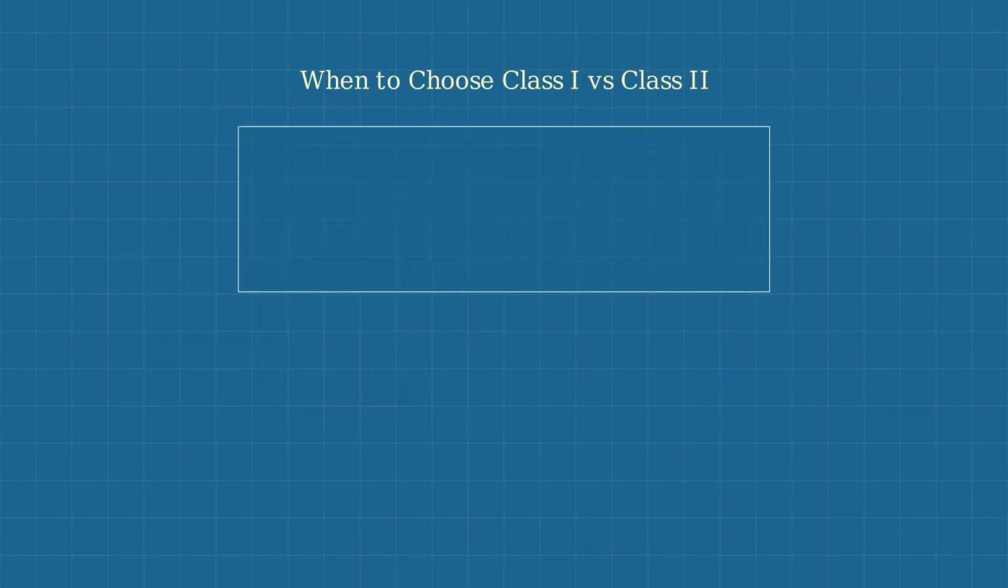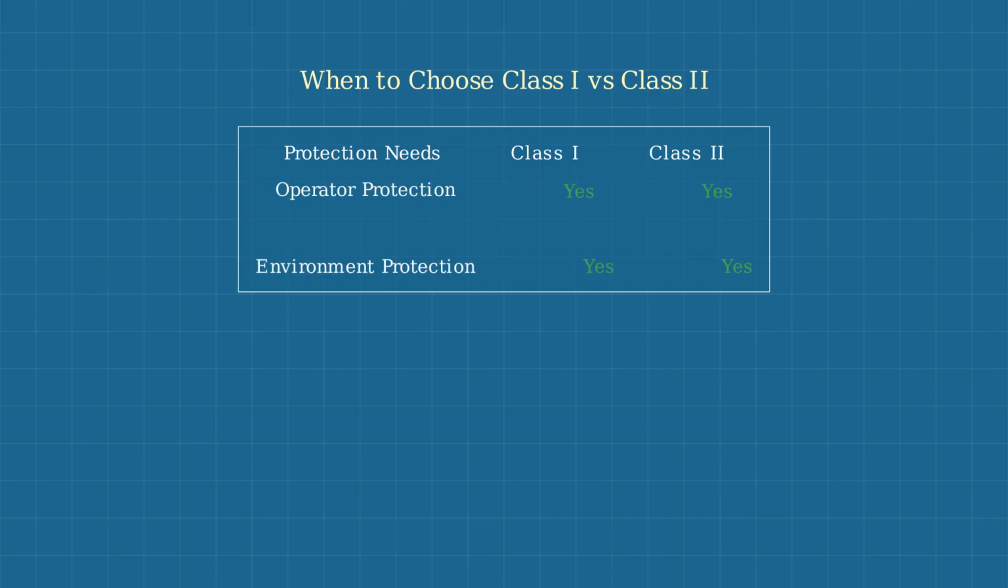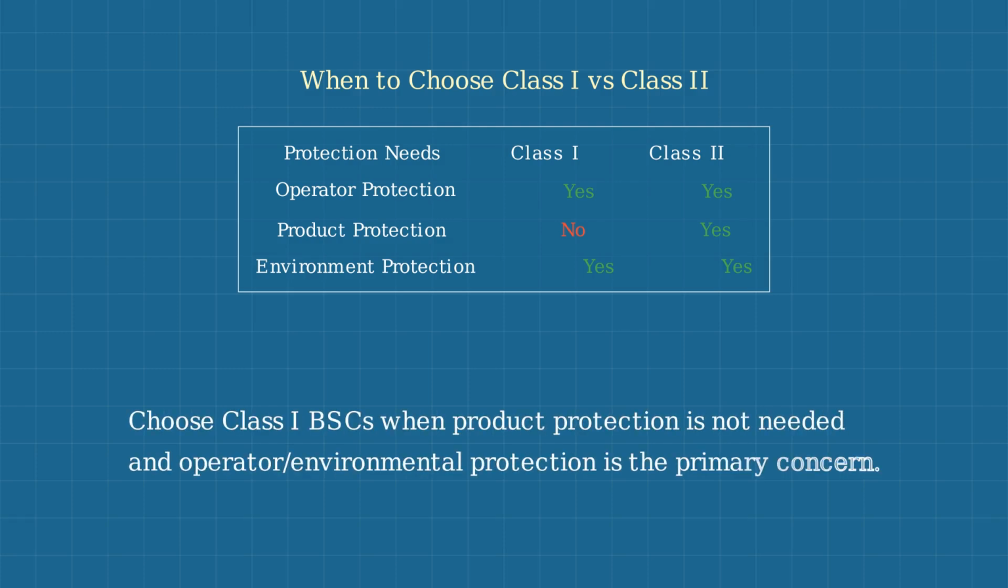When deciding between a Class 1 and Class 2 BSC, consider the types of protection you need. Both provide operator and environmental protection. However, the critical difference is that Class 1 cabinets do not protect your samples or materials from contamination, while Class 2 cabinets do provide product protection. In summary, choose Class 1 BSCs when product protection is not needed and when operator and environmental protection are your primary concerns.